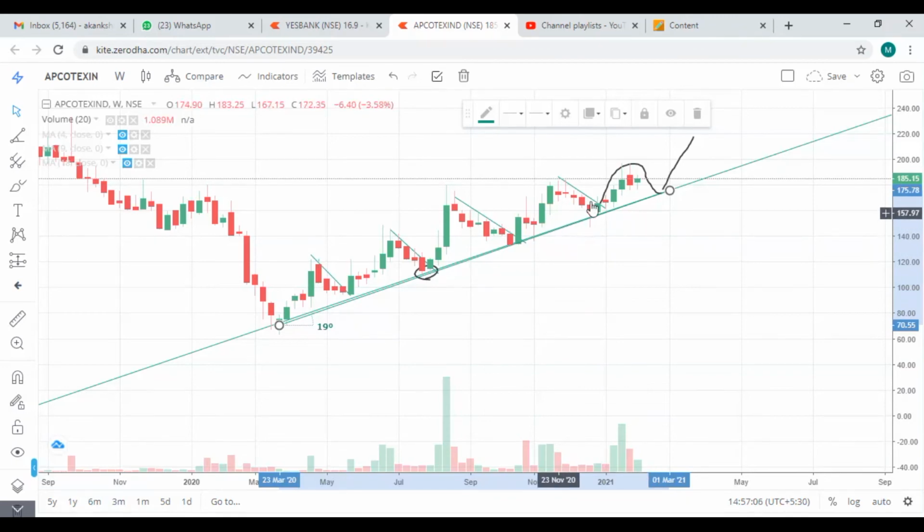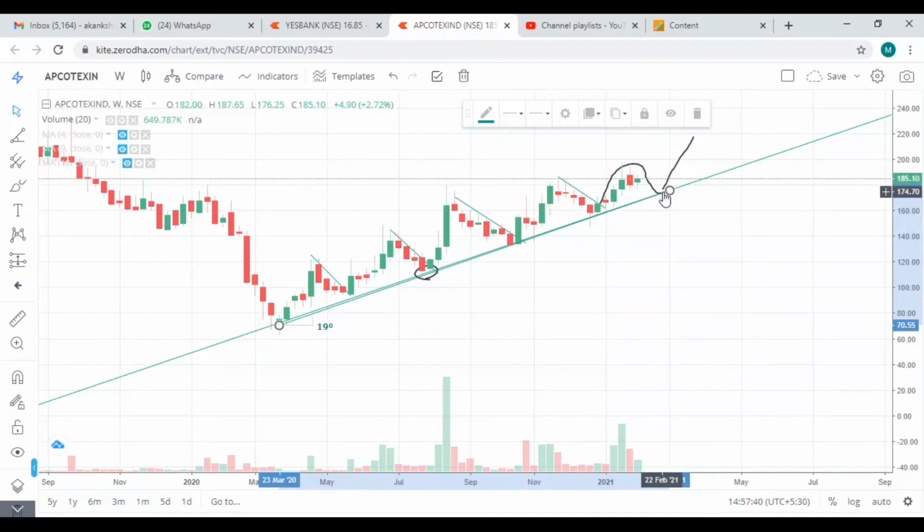So yes, it is a bit risky to take a trade here, but if you are ready to take a trade, yes, you can take a trade here, because see, I've used the weekly chart, and your trend is starting from 23rd of March and today is 1st of February. So it is almost a year. So for the last 1 year, an upward trend has been there in the market for Ipcotex India. So you can take a bit of risk.